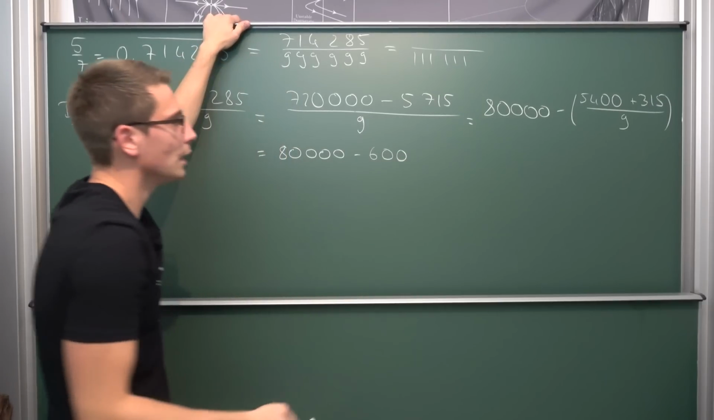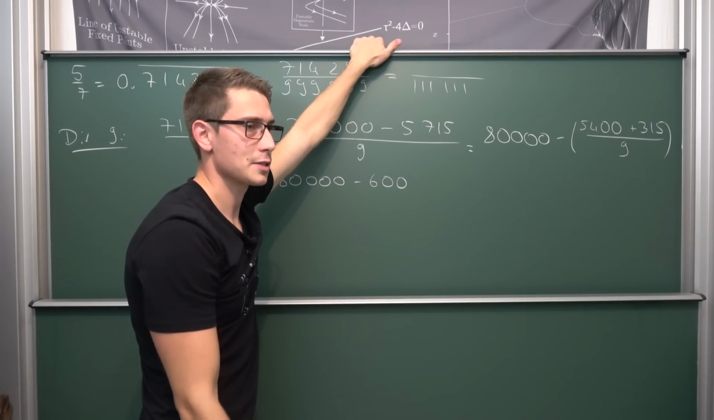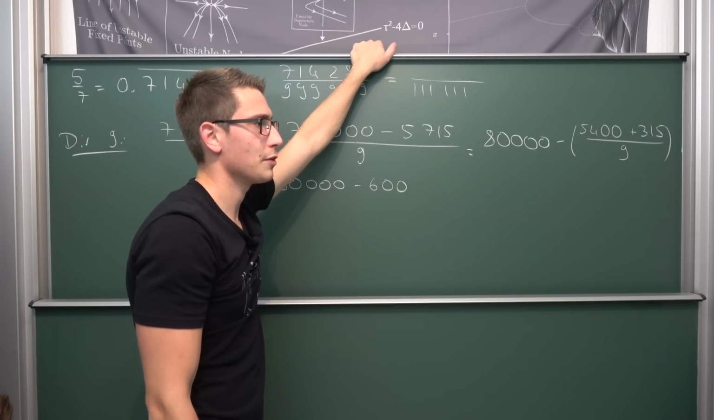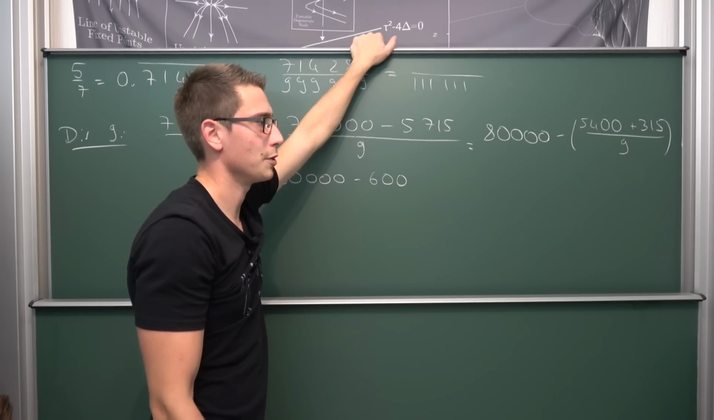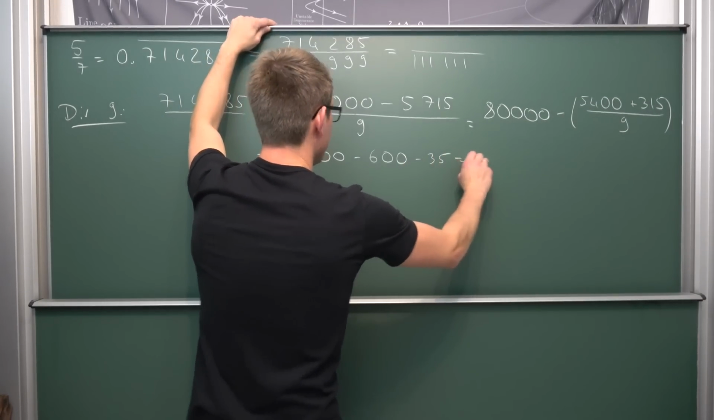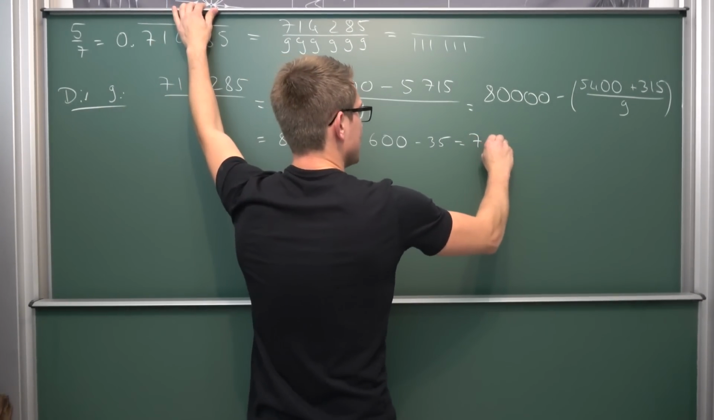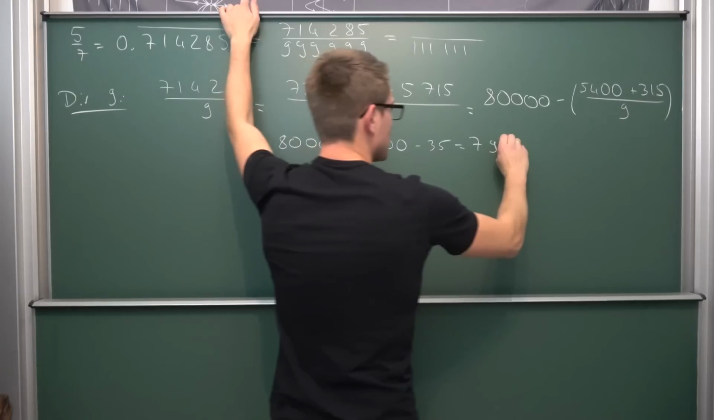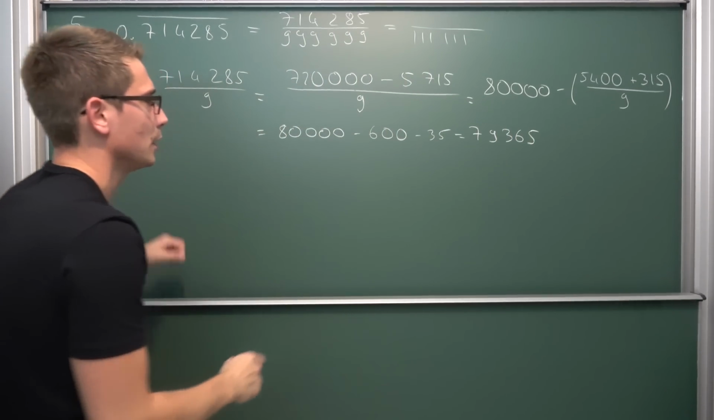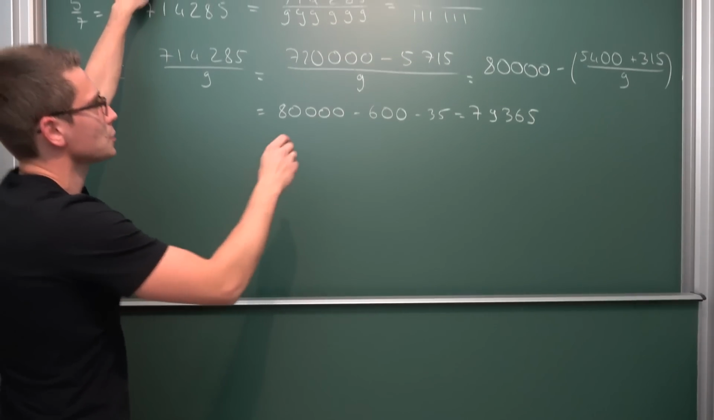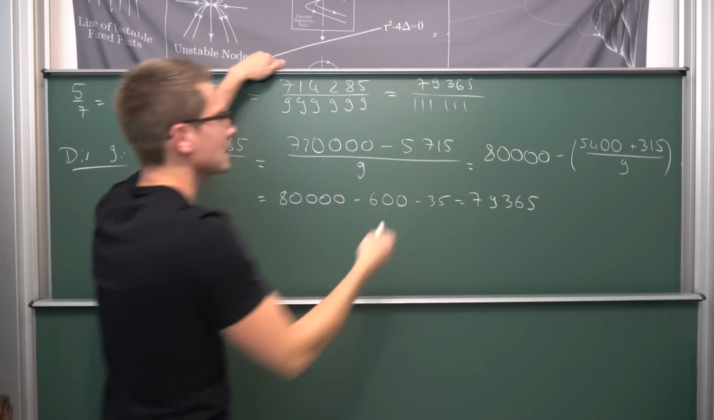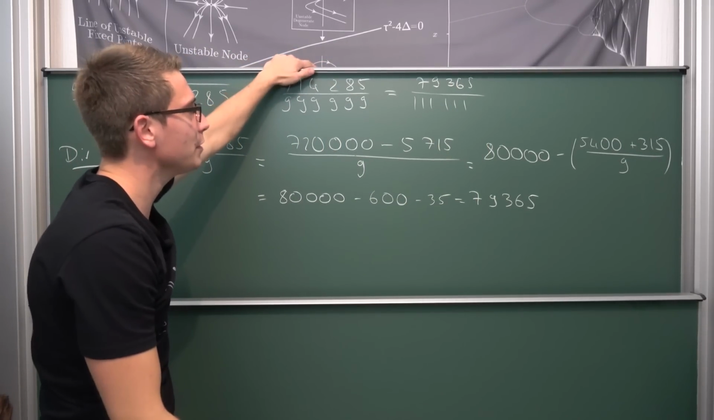Now what we're going to get is 80,000 minus 5,400 divided by 9, which is going to give us 600. And then 315 divided by 9: okay, 360 would be 40 times, but we need 45 less. So negative 5 is going to give us 35. So negative 35, giving us overall, and I hope that's correct, 365. Yeah, this is what we got right now. So we have reduced the fraction already by a factor of nine, giving us 79,365 over 111,111.